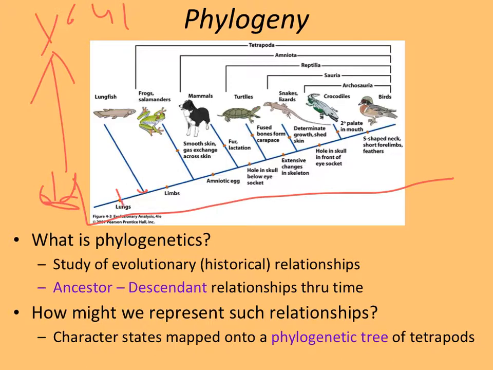At a certain point, lungs evolved, rudimentary lungs. And so we ended up having a clade with lungs, including all of these. Now, the same thing happened in terms of limbs.